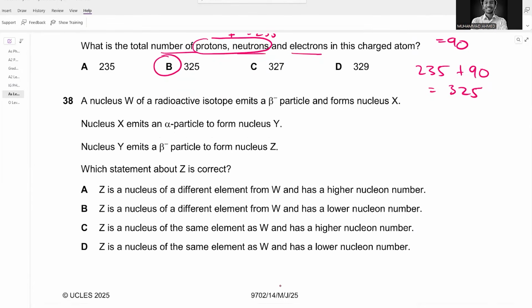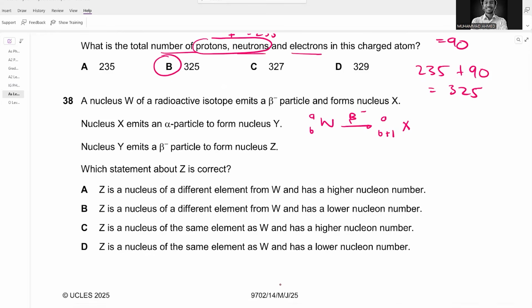A radioactive nucleus W emits a beta negative particle to form X. Okay, let's say W की composition थी a nucleon number of A, proton number of B. एक बीटा नेगेटिव पार्टिकल इमिट किया तो X बन जाएगा. X का मास नंबर सेम है, प्रोटॉन नंबर +1. Always remember, whenever beta negative particle is emitted, proton number increases by 1.